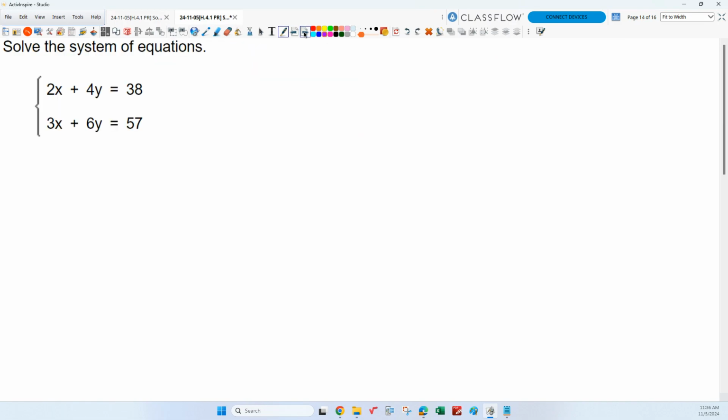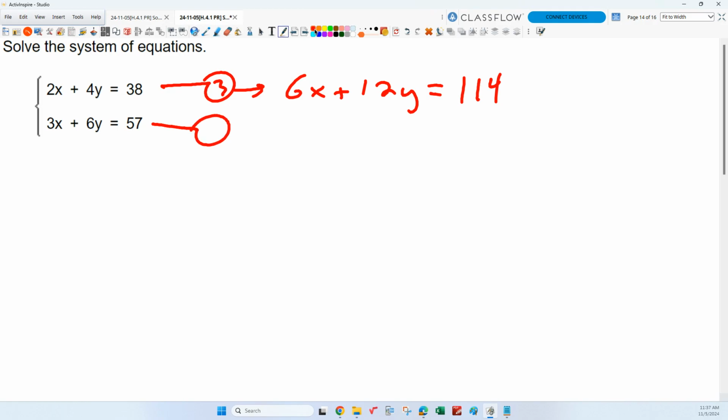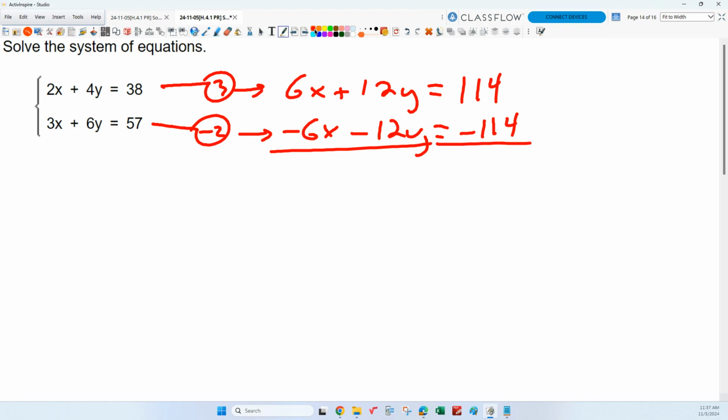These will be quick ones, but I want you to see the outcomes. So on this one, eliminate x's. Seem good? So multiply top one by what? 3. So I get 6x plus 12y equals 114. Multiply bottom one by -2. -6x minus 12y equals -114. Okay, what happens when I subtract?